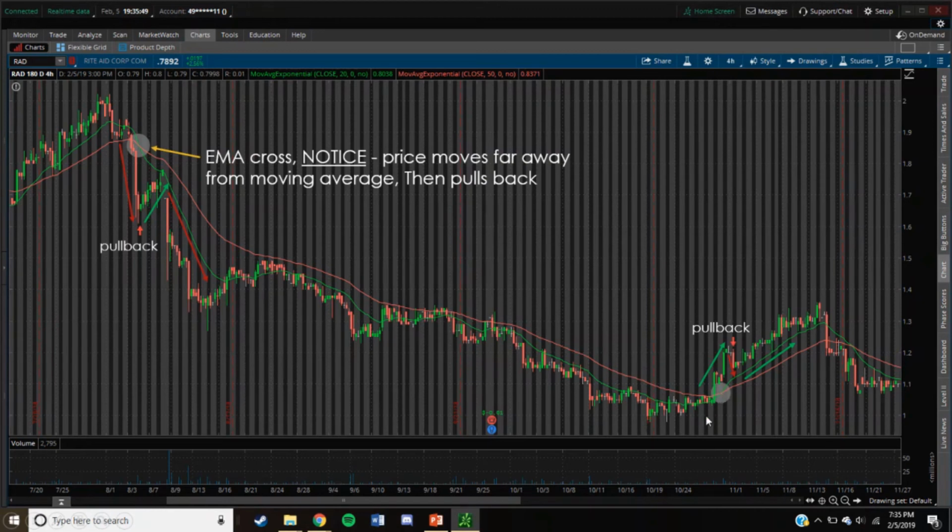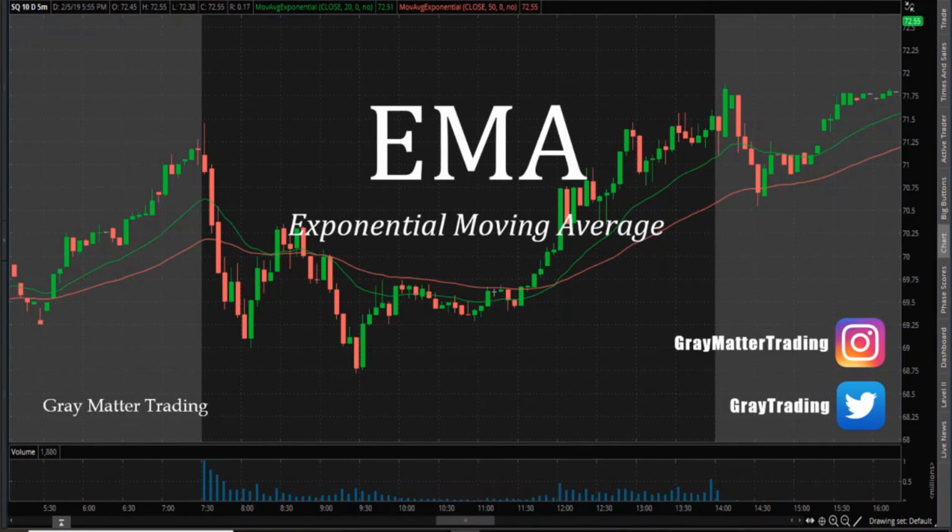And here again, we have a moving average cross followed by a significant price movement, followed by a significant pullback and a continuation of the trend until the price crosses back over this moving average. So there's kind of the basics of the exponential moving average.